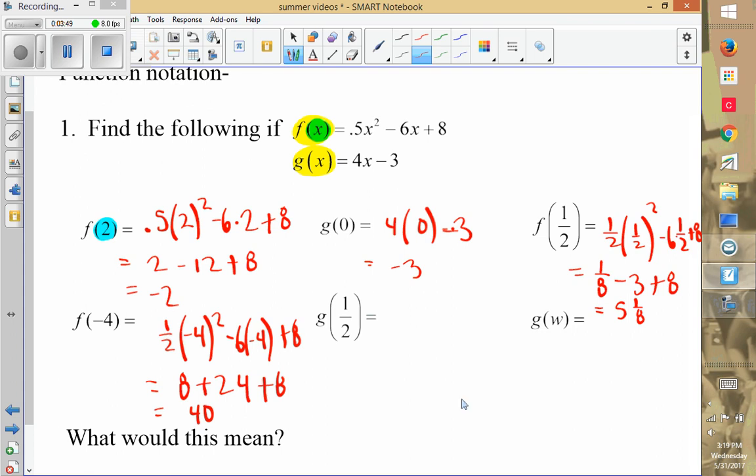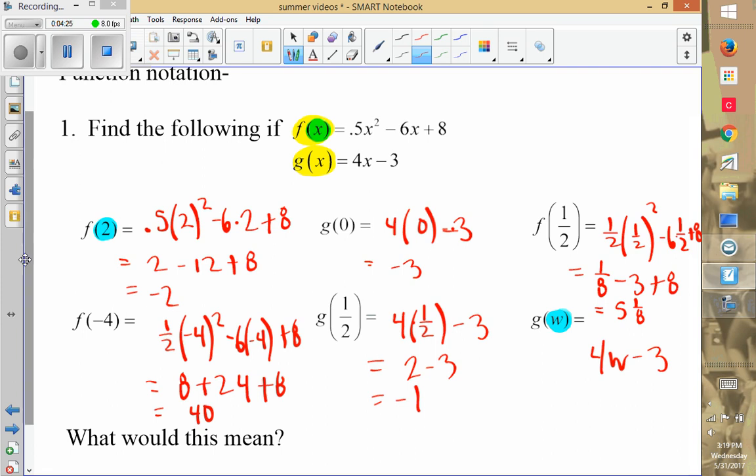G of 1/2 means we're plugging in 1/2 into the g of x equation. So we're plugging that into the linear equation. 4 times 1/2 is 2 minus 3. We're going to get negative 1. You don't always have to plug in a number. If you look at this next problem, you're going to see a w. That just means every place that you see an x in that problem, you're going to put a w. Basically just switches over the variables in that problem. So now we would just have 4w minus 3.